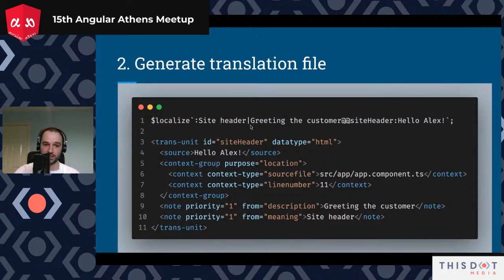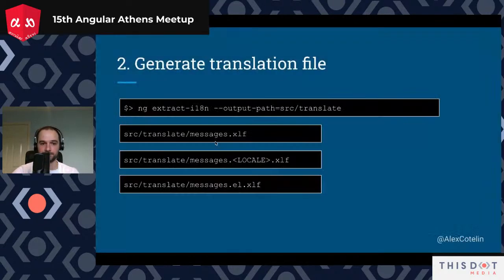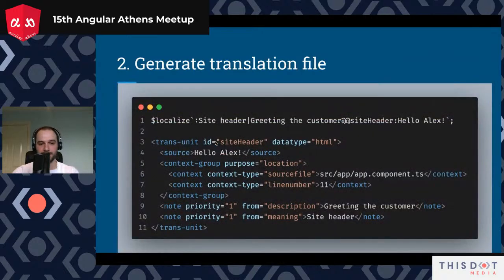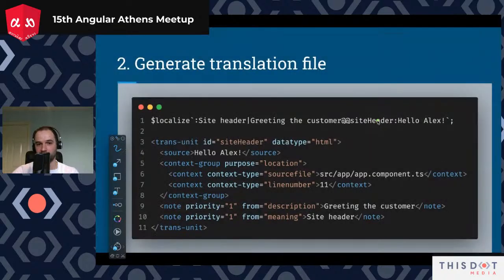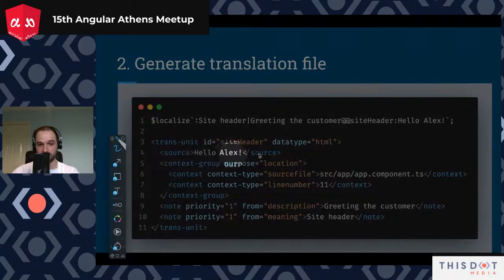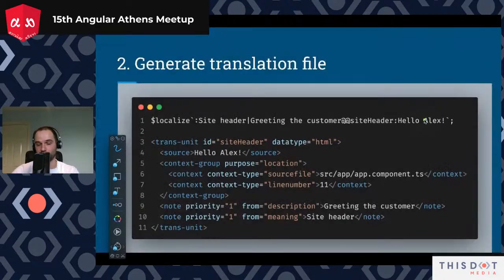Here we have the $localize with site header, greeting, and the ID, and our message that we want to translate. So what gets translated in the file is a bunch of trans-units, which is a translation unit. The ID, so I've got the ID here, which of course is the ID from here. If we don't provide an ID, one will get generated automatically. Then we have a source line, which is this one from here, and is the actual language, your default language of the app.